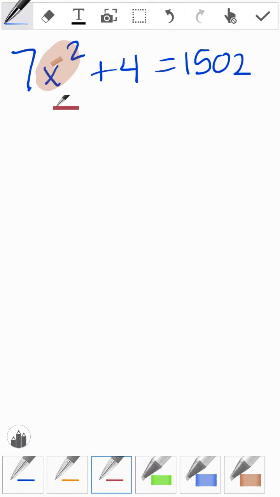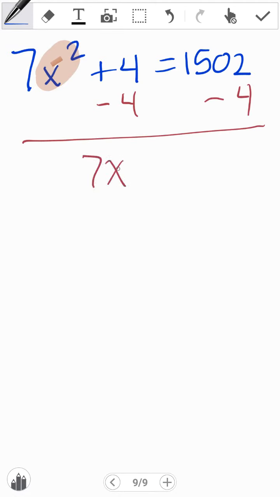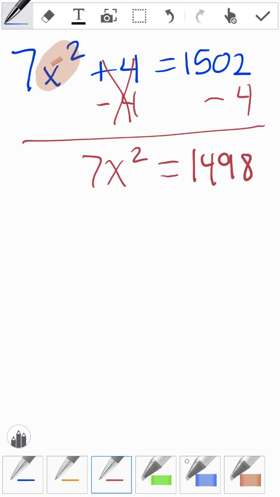So we never start with the actual term that has our variable. We start with the one that doesn't. So that's positive 4. So we're going to minus 4 to both sides. So I get 7x squared equals, because those two cancel out, 1502 minus 4 is 1498. We use the calculator.